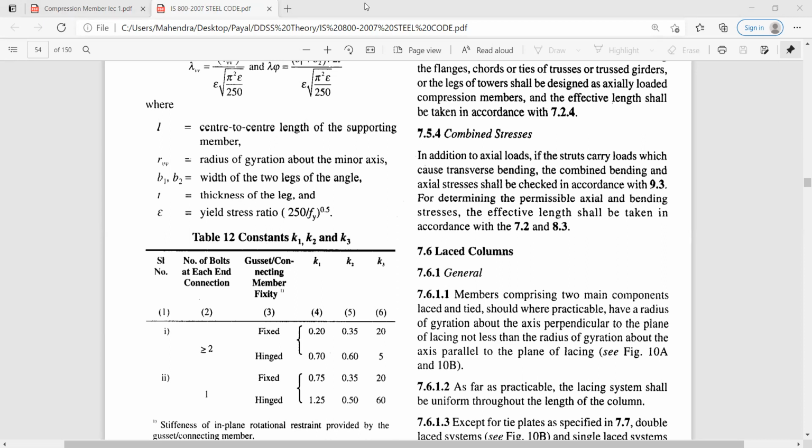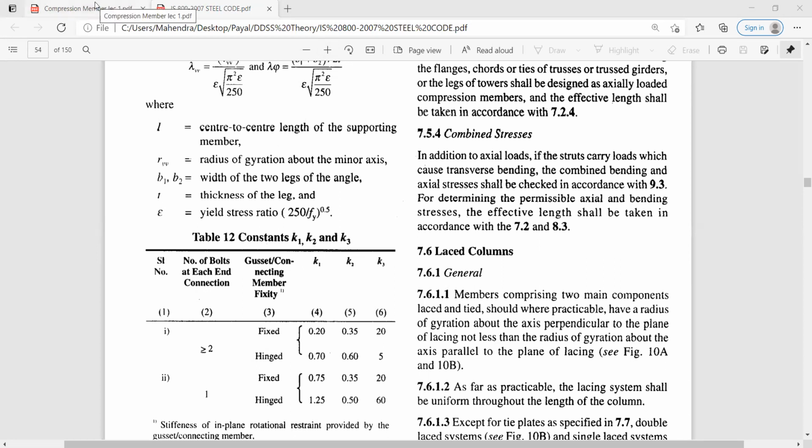And here the number of bolts at each end connection is given to you. So if the number of bolts is greater than 2, this condition you need to follow. And if the number of bolts is 1, you need to follow this condition. So no need to learn the formulas. Just remember the clause numbers. From that clause number, you can refer to the formulas from your IS code.